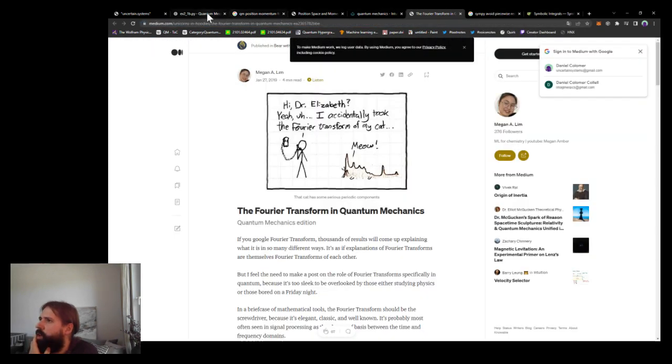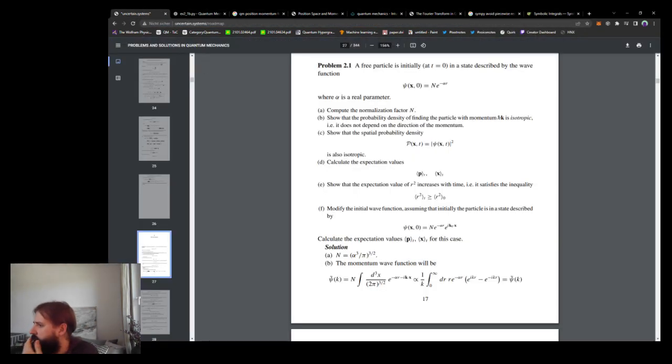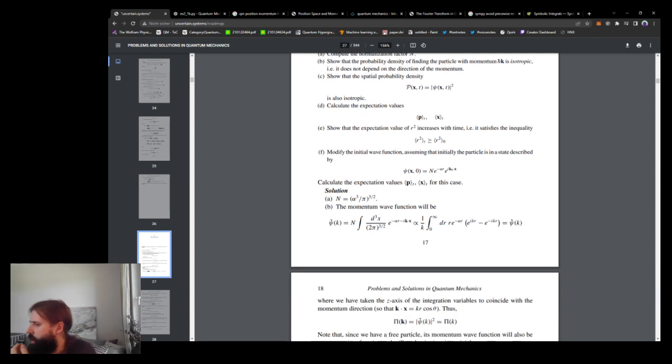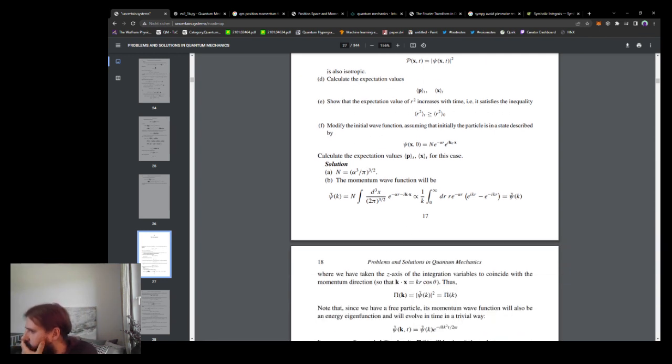But I don't even know what I would like to see out of these, because of the way the momentum wave function is defined, like the integral, whatever it is that they do here. What I want to show is, maybe it doesn't matter if you're getting exactly these results or not. Because what you want to show is, okay, so what have they done? Well, we have taken the z-axis of the integration variables to coincide with the momentum direction.